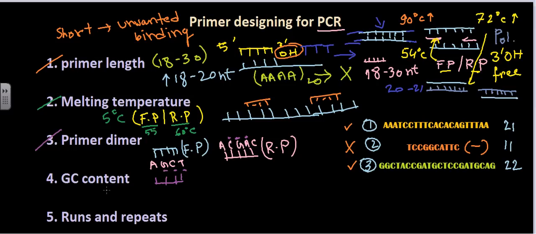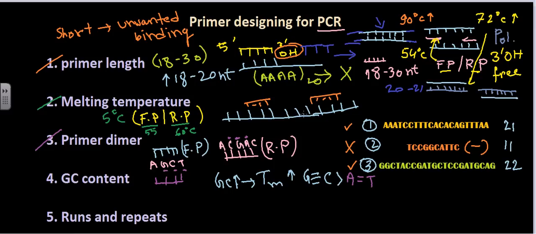Now let's look at the fourth parameter, which is the GC content. Now this is very important. Why is GC content important? Because GC content tells us something about the melting temperature, right? If you have high GC content, that signifies a high melting temperature. Why? Because guanine usually pairs with cytosine via 3 hydrogen bonds, which is much stronger than the bond we usually see between adenine and thymine, because they have only 2 hydrogen bonds, right?